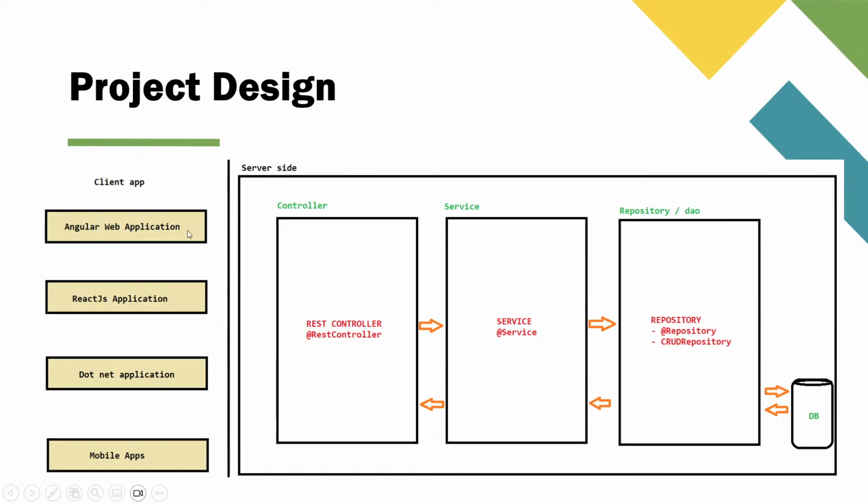Like an Angular web application can communicate, a React JS application can communicate, a .NET application can communicate, and even mobile apps, Android apps and iOS apps can also communicate with our service. That is the beauty of REST service. Okay, so let's see how we will create this.